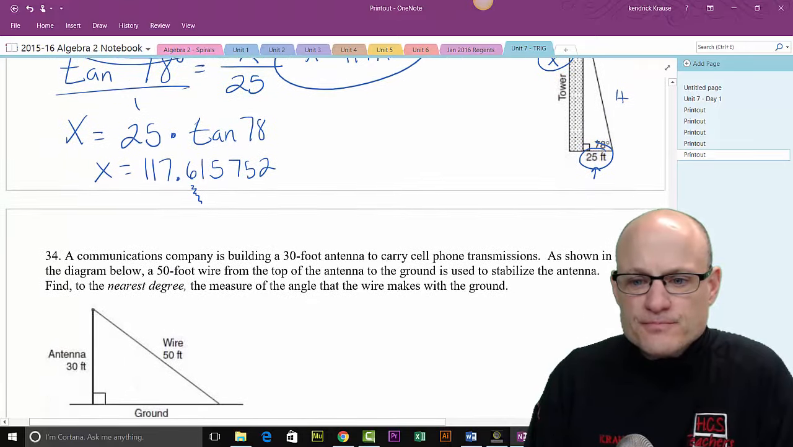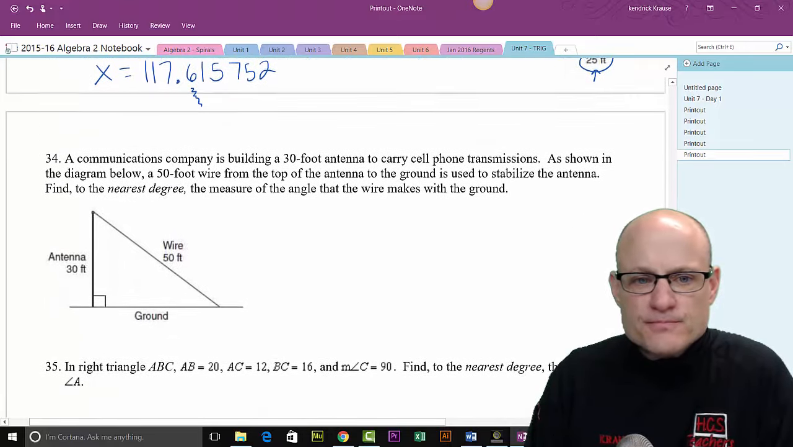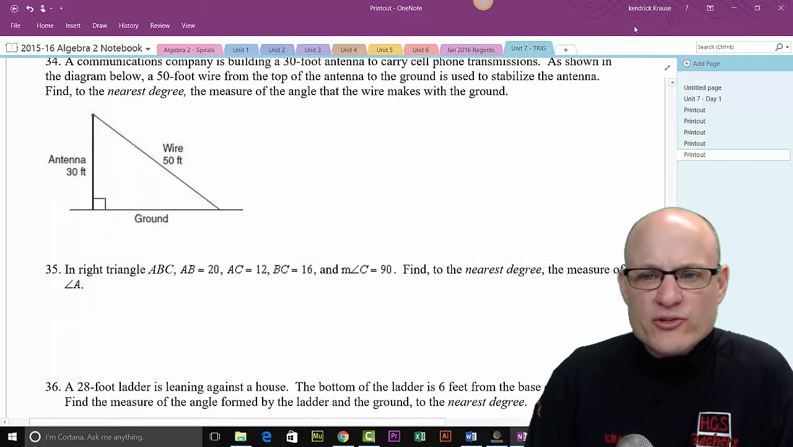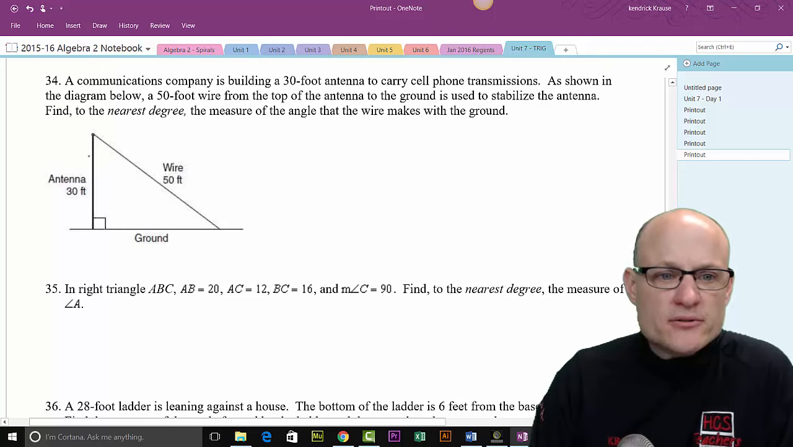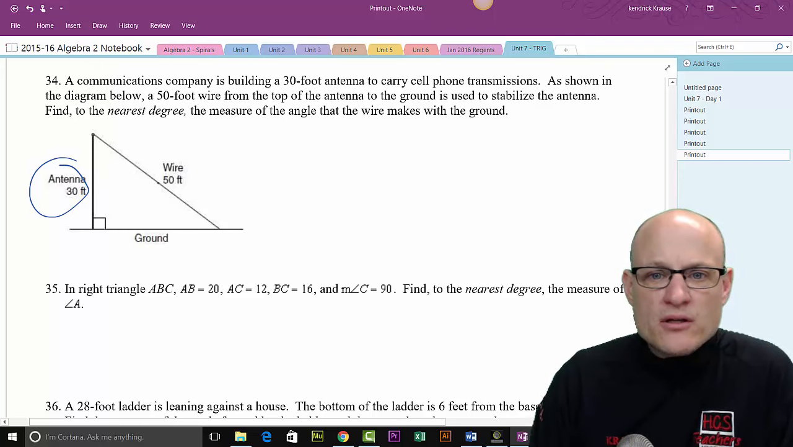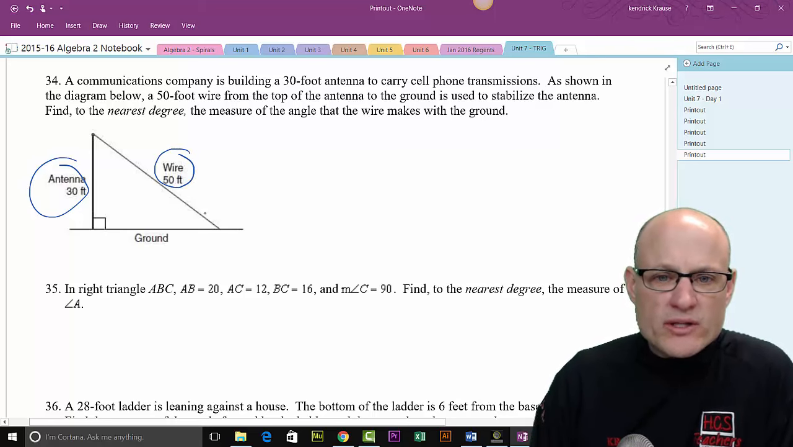A communications company is building a 30-foot antenna. That's this. The diagram below shows a 50-foot wire. We want to know the angle, to the nearest degree, the wire makes with the ground. Well, there's the wire and there's the ground. So I'm looking for this.